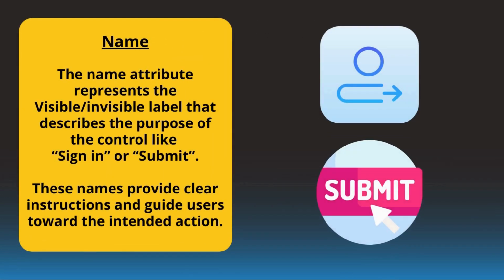Name. The name attribute represents the visible and invisible label that describes the purpose of the control, like sign in or submit. These names provide clear instructions and guide users toward the intended action.